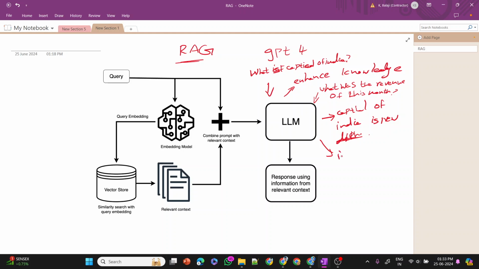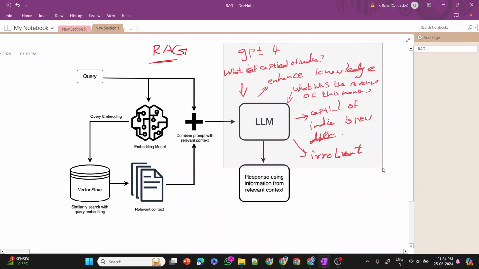This kind of problem is called hallucination. Whenever you ask a question to an LLM and it answers, but the answer is irrelevant to the question, this problem is called hallucination. To overcome this problem, we use the RAG technique. Let's see how this RAG technique will be useful.